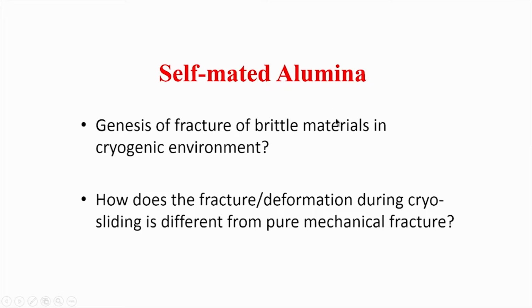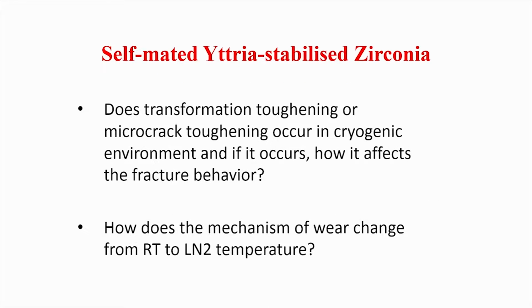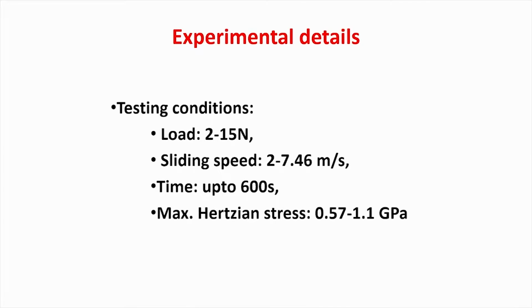In the case of self-mated alumina, the question of particular interest is what is the genesis of fracture, because alumina is known as a model ceramic. Essentially, alumina is expected to undergo brittle fracture in these cryogenic sliding conditions. But the question is how cryogenic wear of alumina takes place in a liquid nitrogen environment, how the fracture or deformation takes place during cryo sliding, and how it is different from pure mechanical fracture.